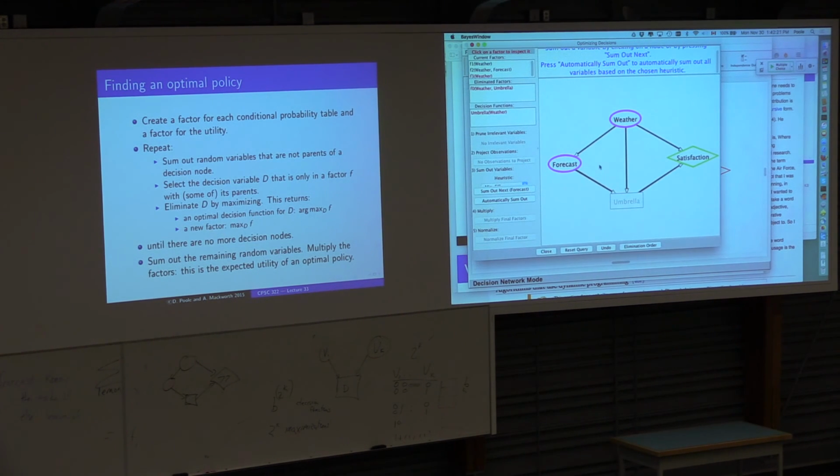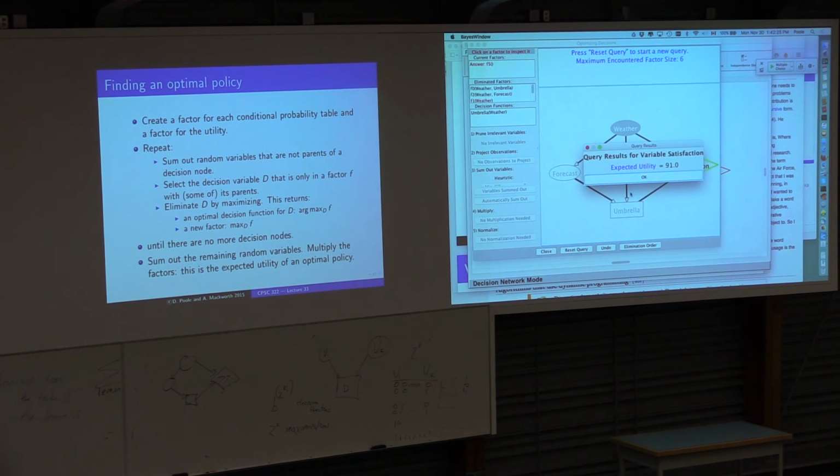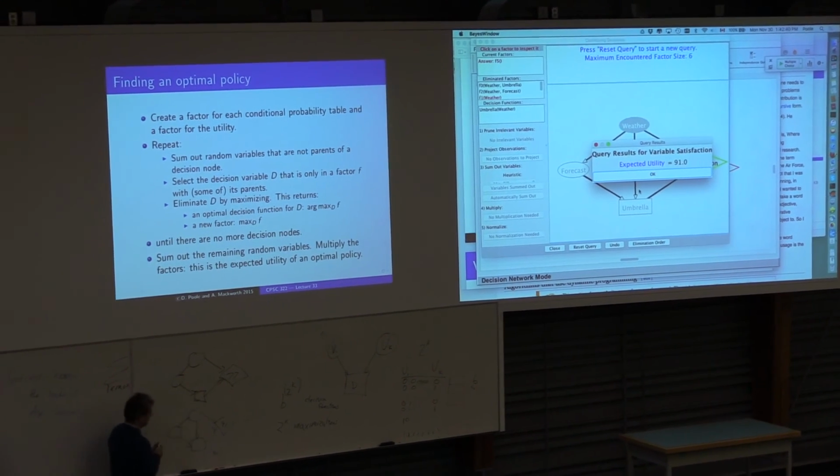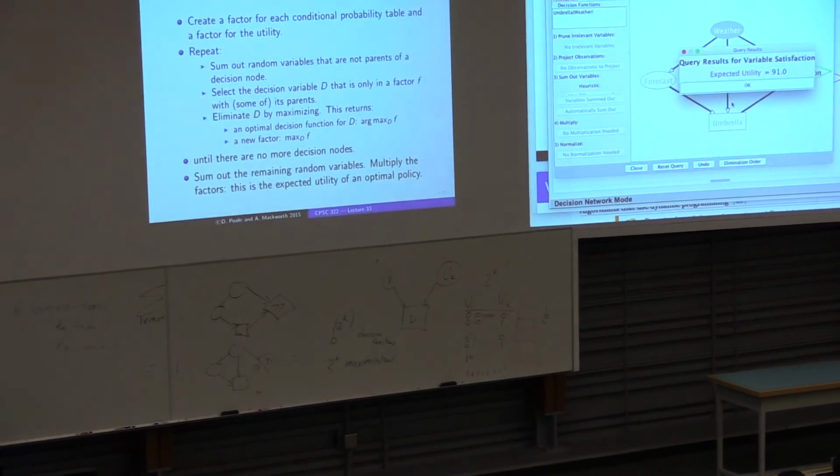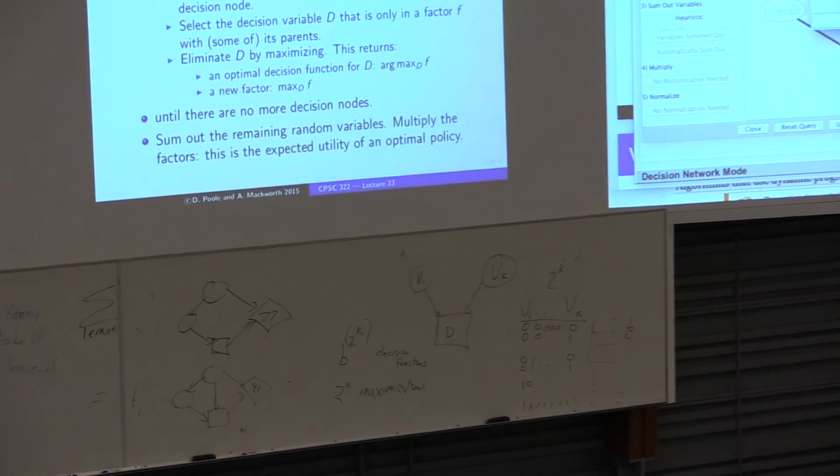Then we can marginalize out forecast and weather, and we end up with 91 when we add that in. So we're going to increase this value here. Okay, any questions about that?